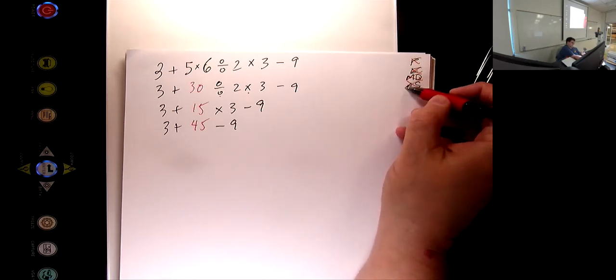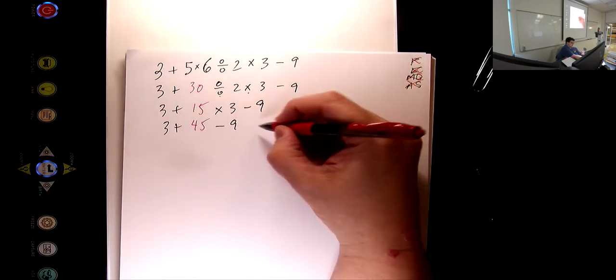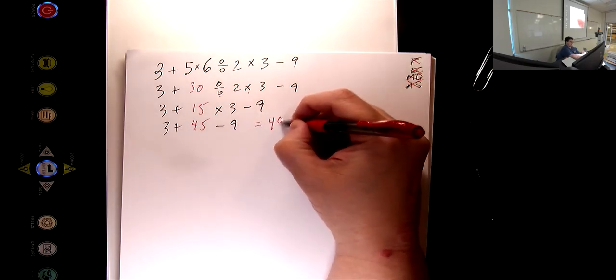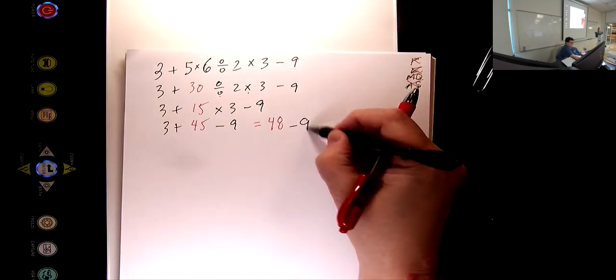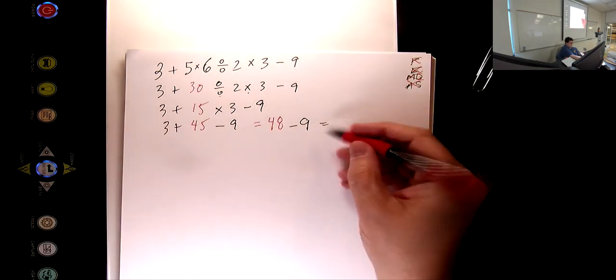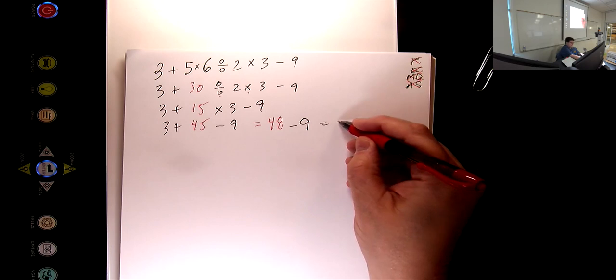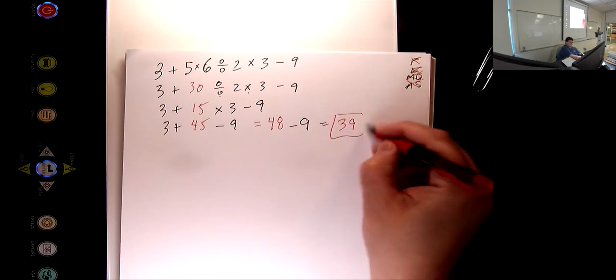We're going to go left to right. 3 plus 45 is 48, minus 9. And then 48 minus 9 will be 39. And that should be our answer.